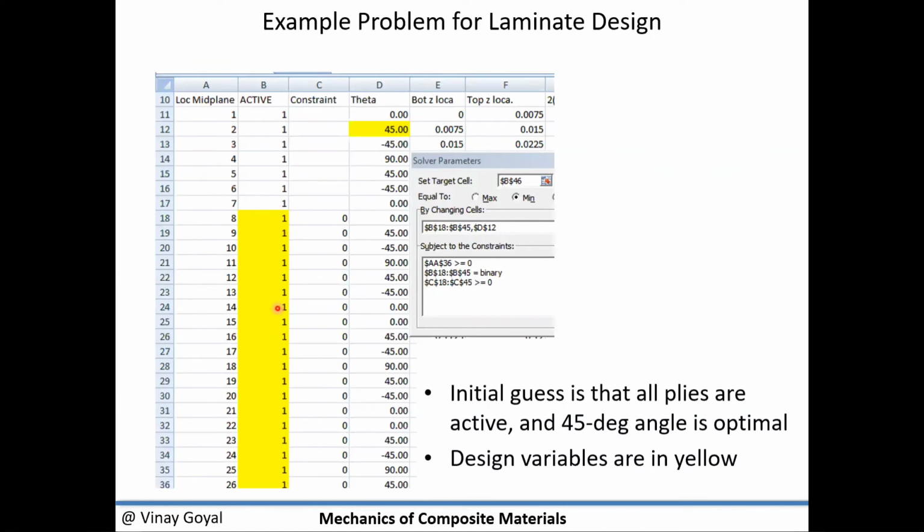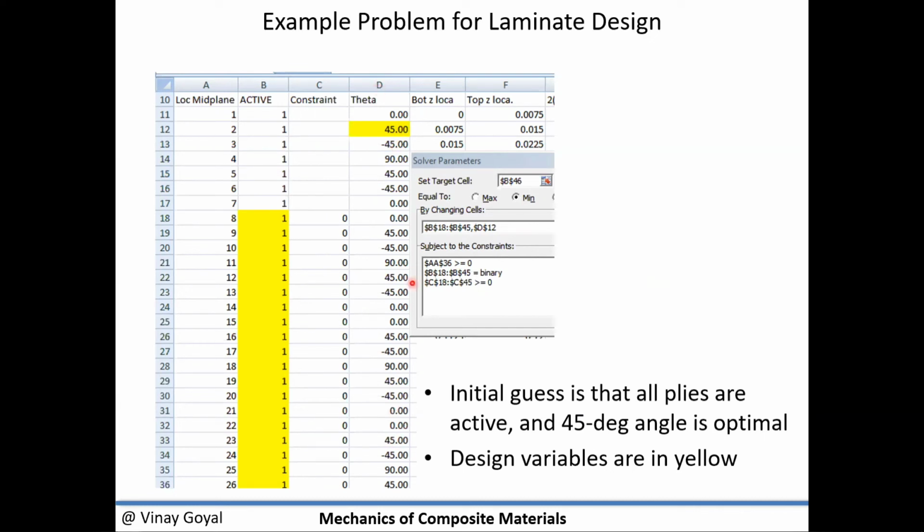So the constraint becomes ensuring that C18 through C45 are always greater than 0. And this formula that's in here is to basically ensure that this number minus this number is always greater than 0. And if it's not, then it's not going to allow any negative 0 plies in between. And again, we're going to also come up with a ply angle here that will propagate through.